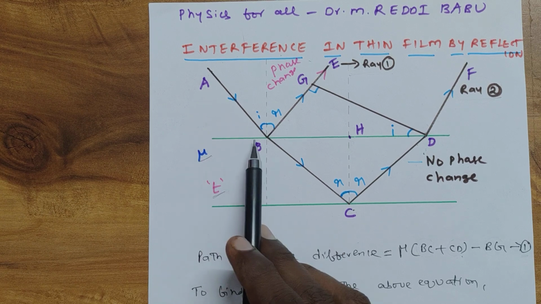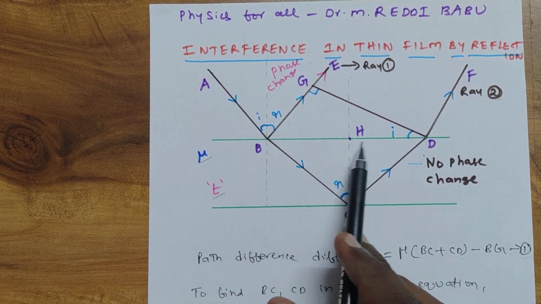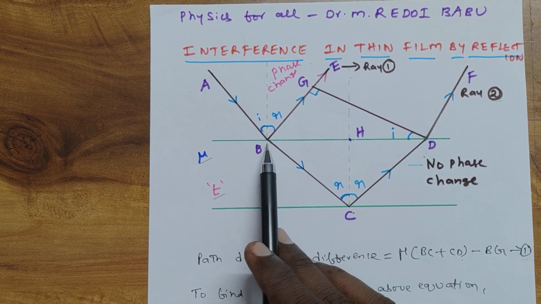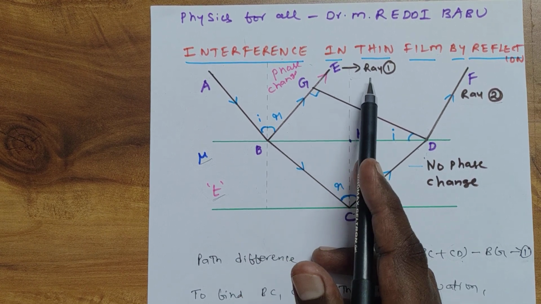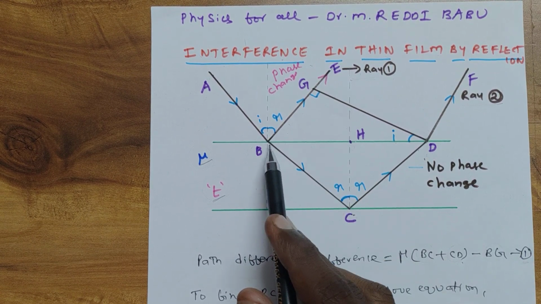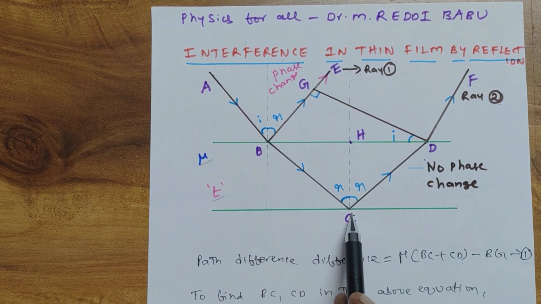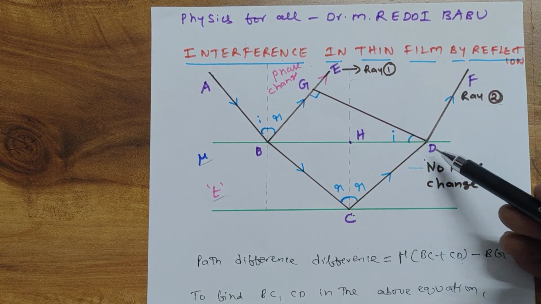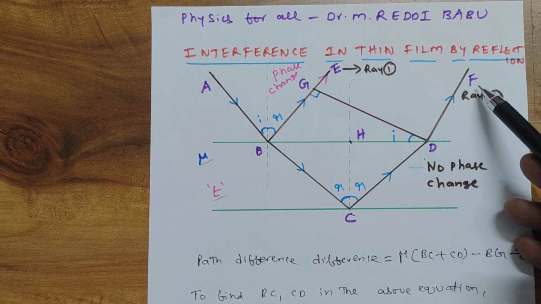Consider a monochromatic light. From that light, a light ray AB is incident on the upper surface of the thin film. Some part of this incident light AB is reflected in the direction of BE, which is called ray 1. The other part of the incident light is refracted in the direction of BC. Again, this ray BC gets reflected from the lower surface in the direction of CD. Finally, this ray CD again gets refracted in the direction of DF.